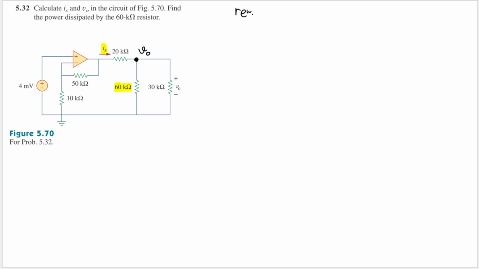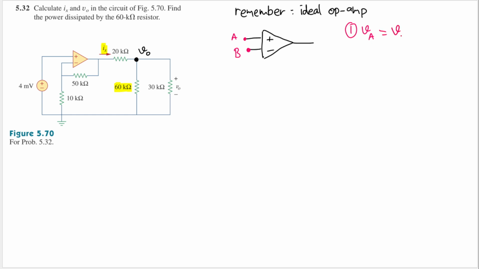So we need some properties of the ideal op-amp that will help us solve this problem. Maybe let's draw the op-amp first. Like this. This is the positive terminal, this is the negative terminal, and then one output terminal here. If a node is connected to the positive terminal and the other node is connected to the negative terminal, let's say this is node A and this is node B, the voltage is the same. So VA is equal to VB here.